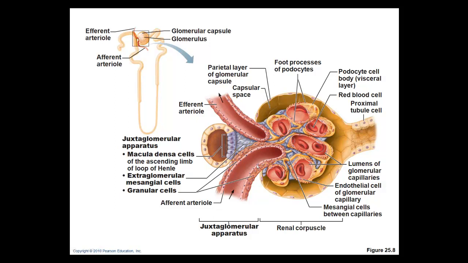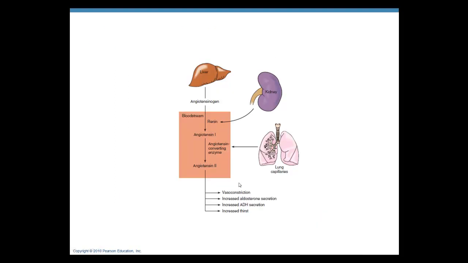And these cells will be able to secrete renin. So here is what happens. You are secreting renin from the kidney. Renin will cleave angiotensinogen into angiotensin I. And in the lung, mainly in the lung, we have an enzyme called ACE, angiotensin converting enzyme, and we have some also in the kidney, which will convert angiotensin I into angiotensin II.